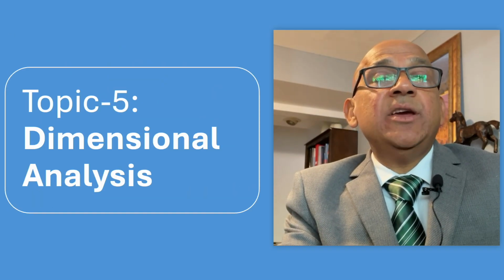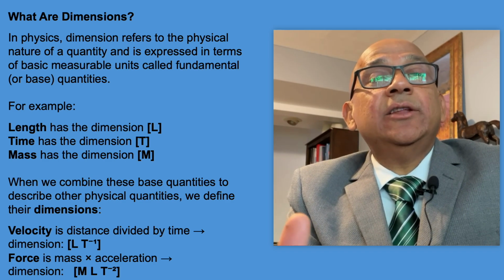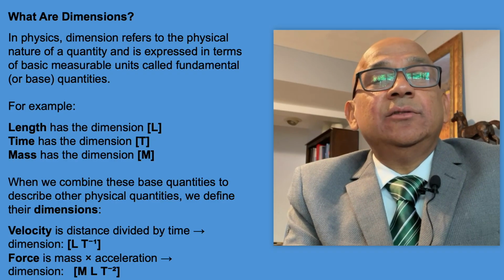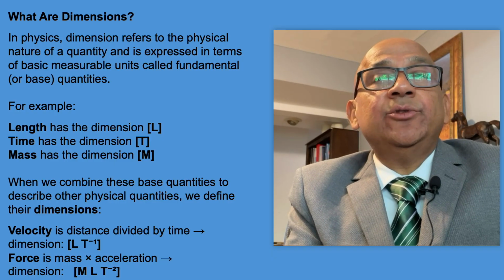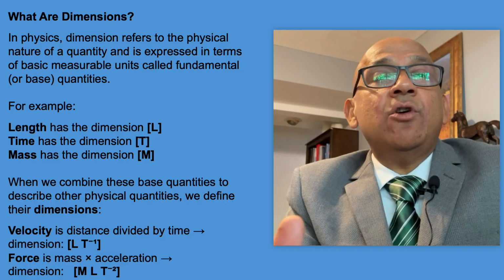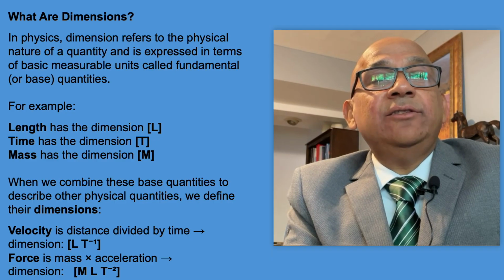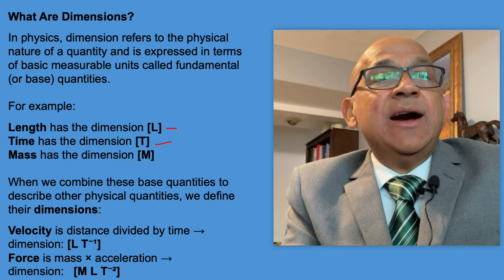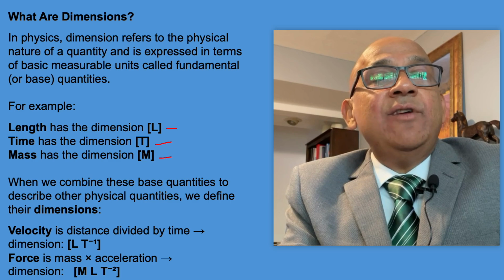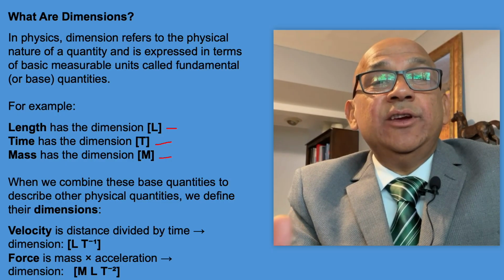Now coming to the last topic of this chapter, which is dimensional analysis. Let us first ask the question, what are the dimensions? In physics, dimension refers to the physical nature of a quantity and is expressed in terms of basic measurable units, which we call fundamental or base quantities. For example, length has the dimension of L, time has the dimension of T, and mass has the dimension of M.